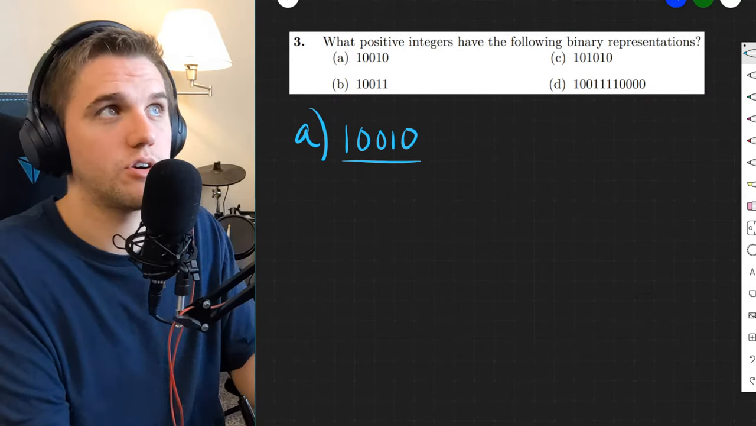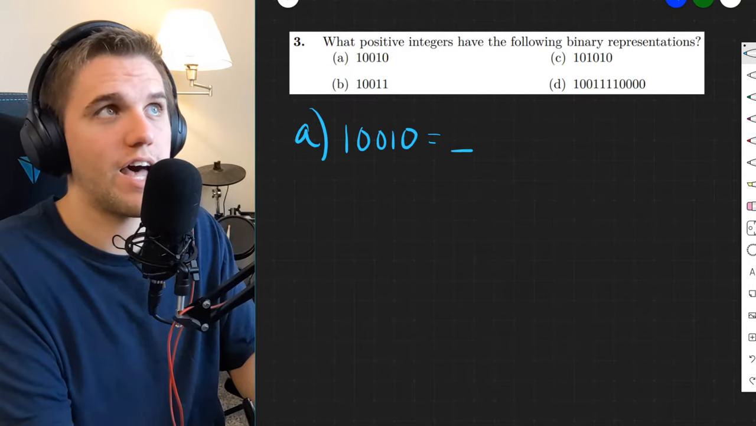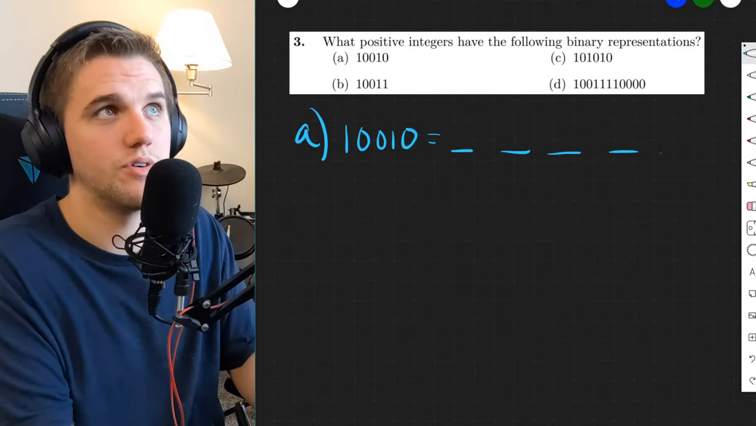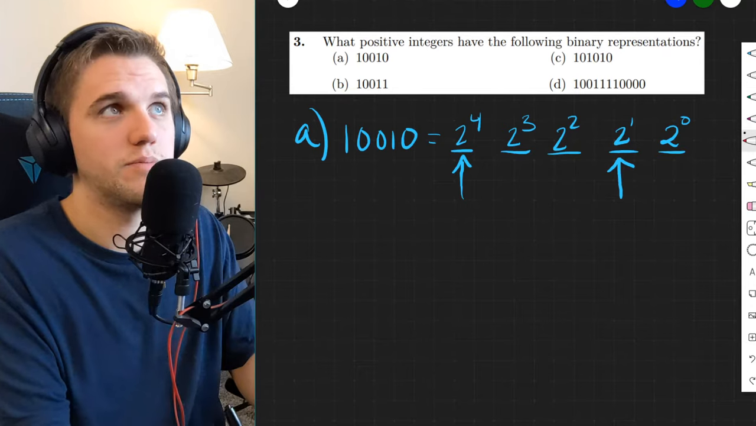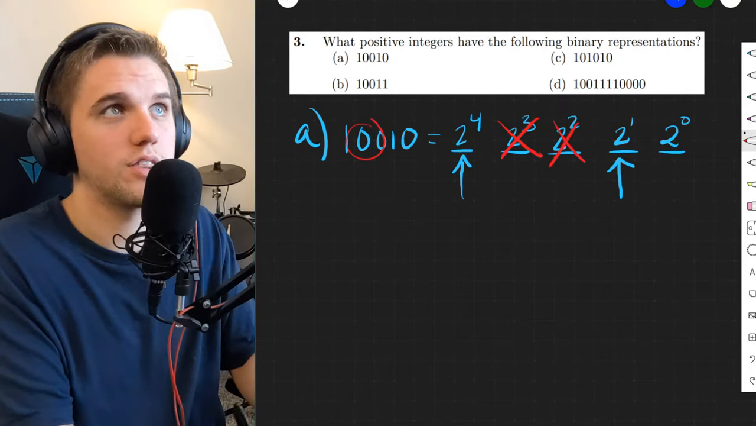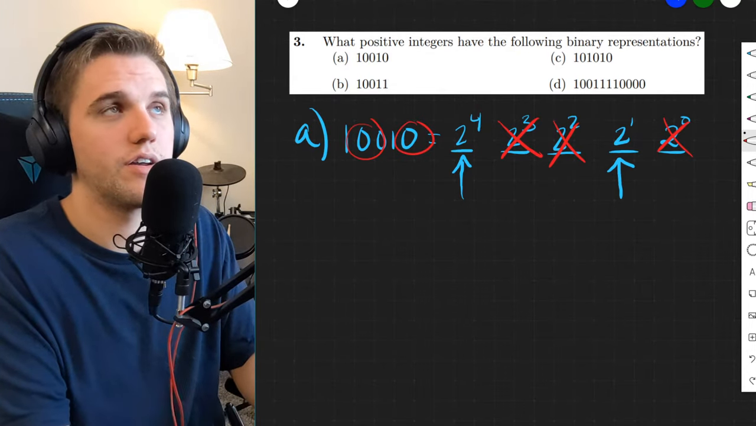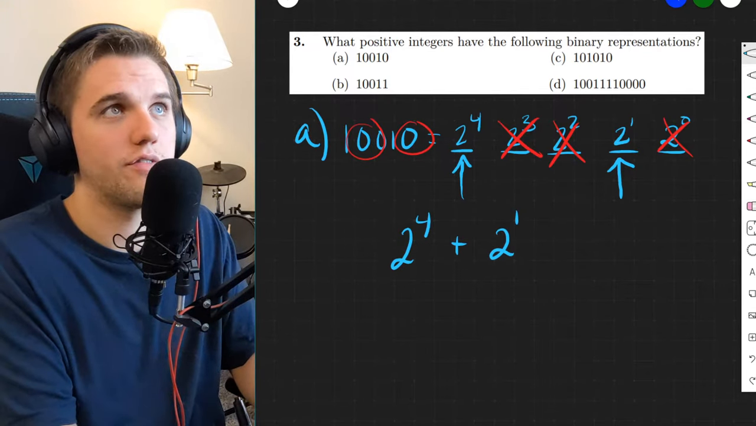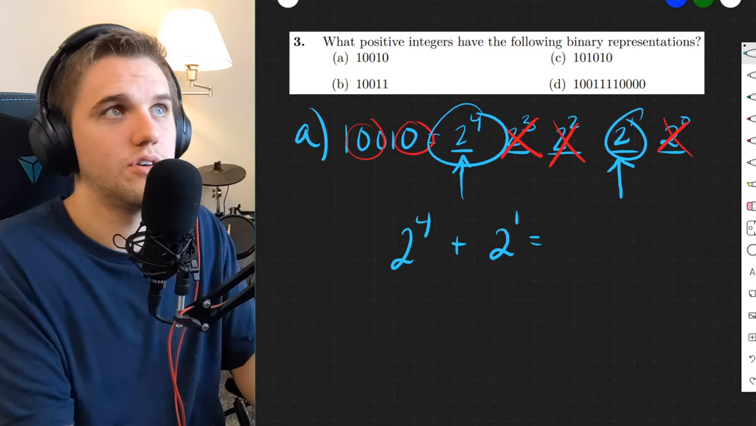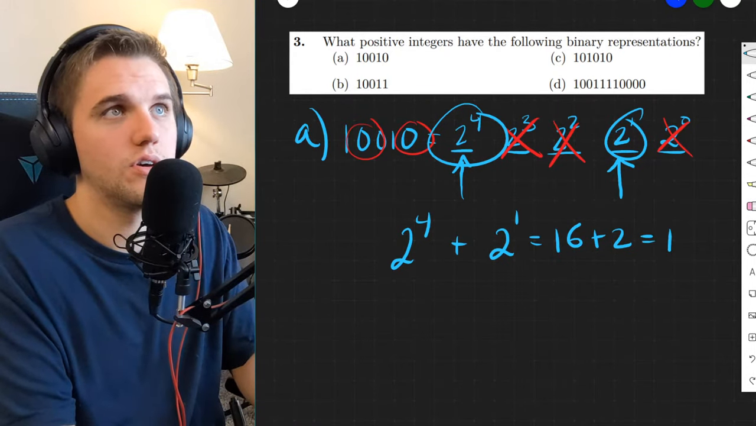So let's start with 10010. The way I want you to think about this is that there are 5 powers of 2. On the right side we have 2 to the 0, then 2 to the 1, 2 squared, 2 cubed, and 2 to the 4th power. Now I want one of these and one of these. Because there are zeros here, I don't want this one, I don't want this one, and because there's a zero right there, I don't want that one either. So what I'm adding really is 2 to the power of 4 plus 2 to the 1st power. At the very end, I add my powers of 2, which is 16 plus 2, which is 18.